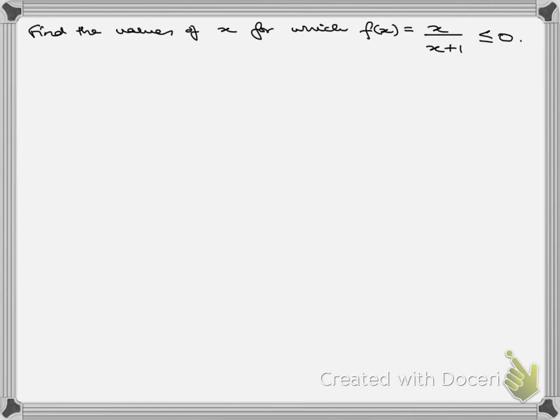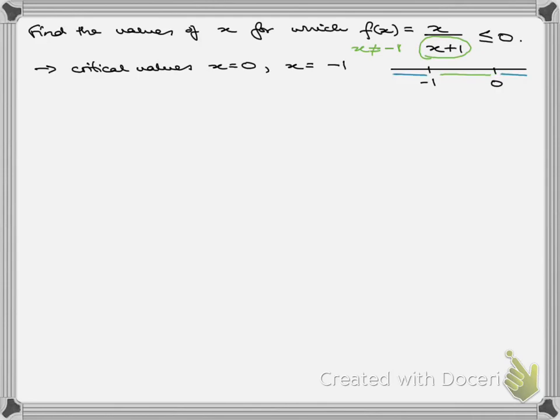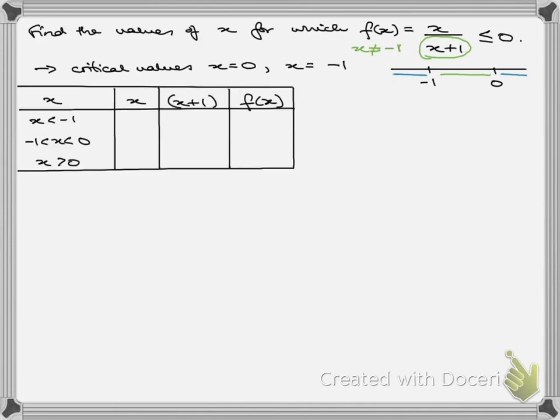How about this example? Find the values of x for which f of x equals x over x plus 1 is less than or equal to 0. So again, the restriction is x cannot be equal to negative 1. Our critical values are the values of x that make both the numerator 0 and the denominator 0. So our critical values would be x equals 0 and x equals negative 1. There's my number line, and again, I have divided my x values into 3 distinct intervals. Here's my sign table, and here it is all filled in.